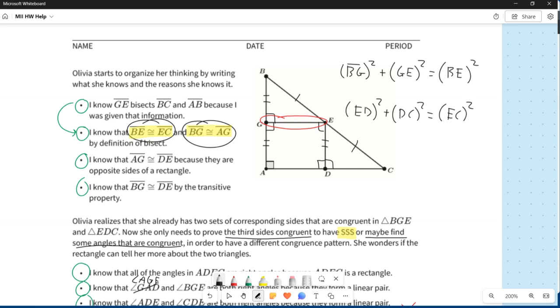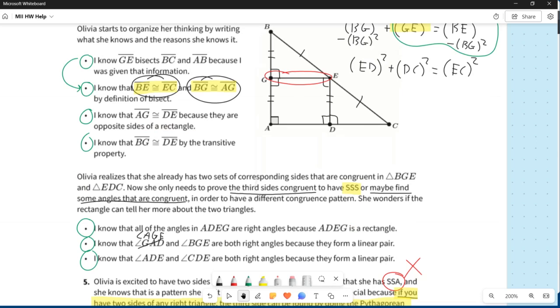Well, if I take my first equation and solve for GE, what's going to happen is this BG is going to come over to the right, just like that, and we are going to get this equation right there. That just follows from the Pythagorean theorem. So I'm actually going to go ahead and write that.